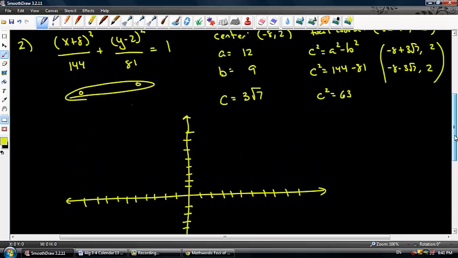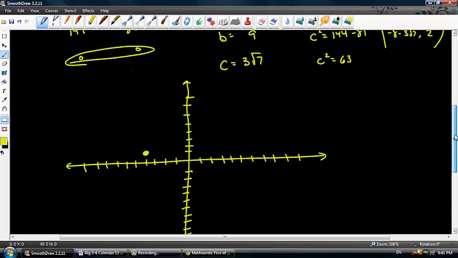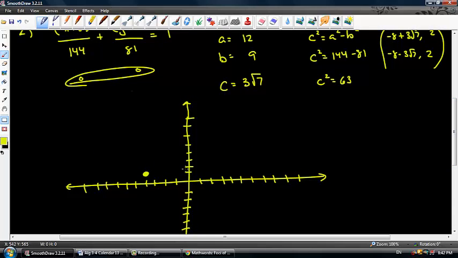That way I can fit my center on there. So (−8, 2) is going to be negative 2, 4, 6, 8, up 2. So this is the center of my ellipse. Now from here I'm going to move out 12 times. So 2, 4, 6, 8, 10, 12, both ways. And now I'm going to move up 9. So that is 2, 4, 6, 8, and then half, and then again down. Now I'm going to go ahead and draw my ellipse.